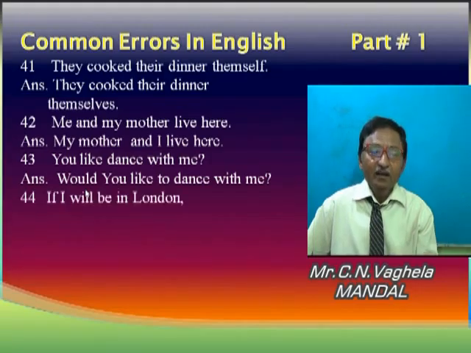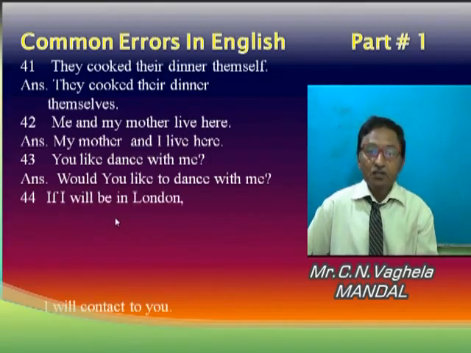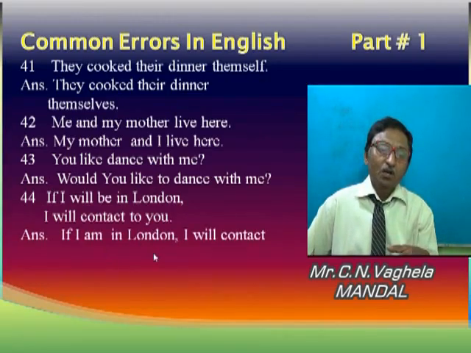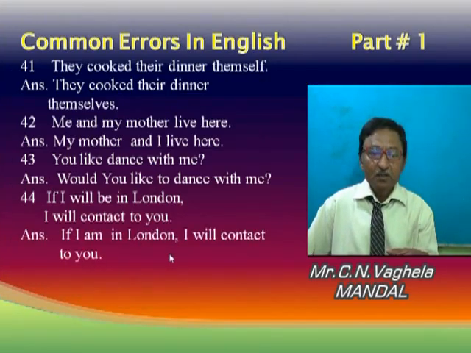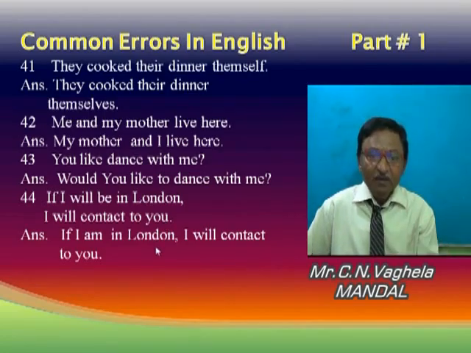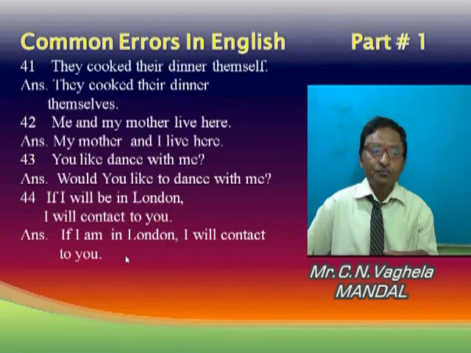If I will be in London, I will contact you. That is wrong. Correct will be, if I am in London, I will contact you. Because here, if I will be in London, that is simple future tense, and the second sentence is also simple future tense. So we cannot use two tenses at the same time. So the first sentence will be in present tense. If I am in London, I will contact you. That is correct.